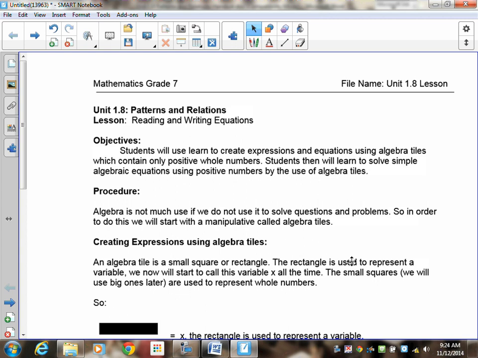So, in this lesson, students are going to learn to create equations and expressions using algebra tiles. Now, algebra would be no good to us unless we could solve problems. So algebra tiles is the beginning of setting up and making sure that you understand how to solve an equation. We're going to start with the tiles, and once you've mastered them, we're going to continue on to what's called symbolic, where you'll use numbers and variables. So let's start with the beginning part first, creating an expression using algebra tiles themselves.